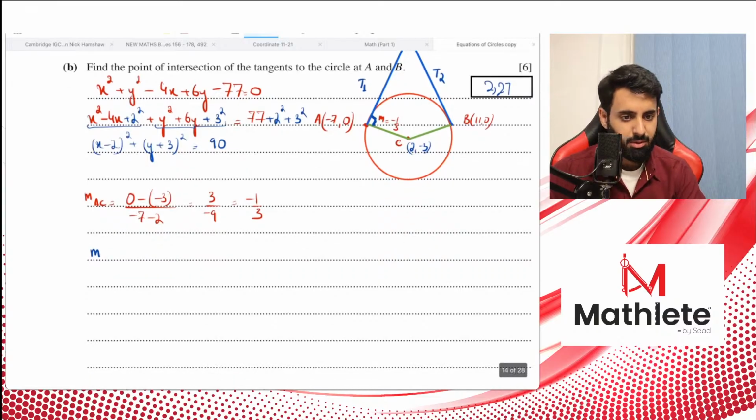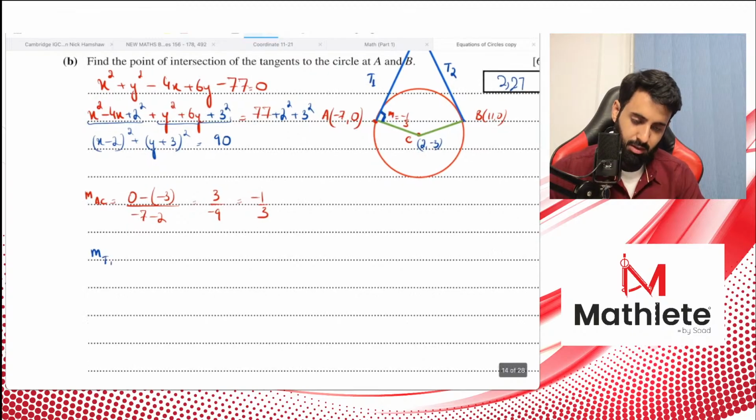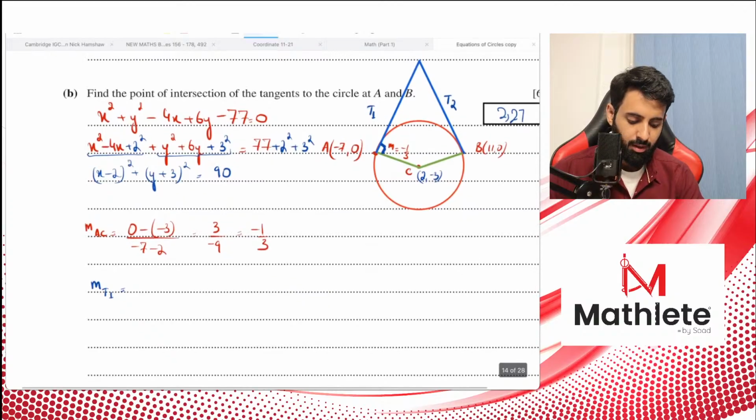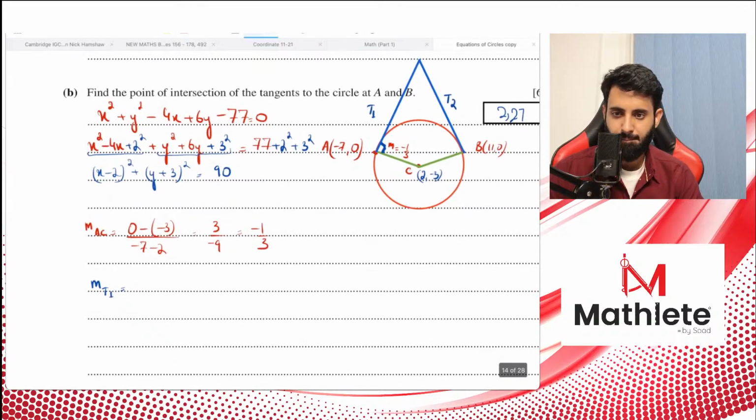So yeah, that's why. Okay, so what will be the gradient of the tangent? Since the gradient of the radius is minus 1/3.